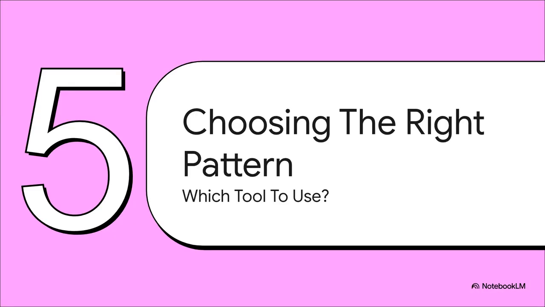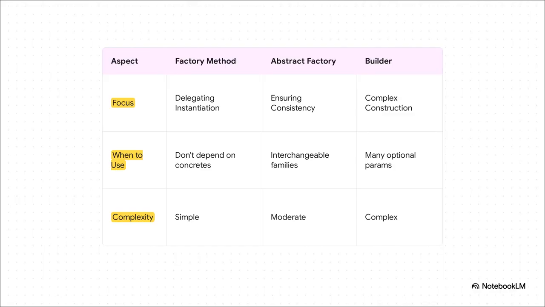All right, so we've looked at factories, we've looked at builders, and we've looked at observers. We've got our toolkit. Now comes the most important part, knowing which tool to pull out of the box for which job. Think of this slide as your personal cheat sheet for these creational patterns. See, a factory method is all about delegating who makes the object. An abstract factory is about making sure a whole set of objects are consistent. And the builder? That's your go-to for handling a really complex step-by-step construction process.